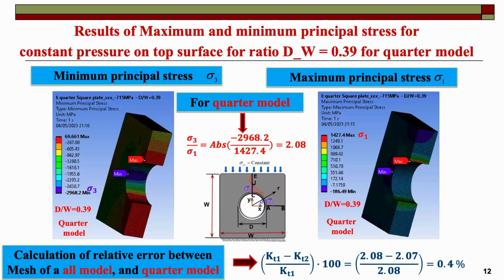So we make a quarter model, and we get the same results as the whole model. So I know that the mesh is okay and the solution is okay.